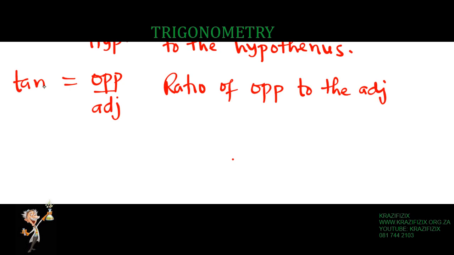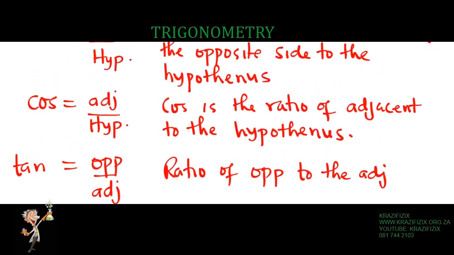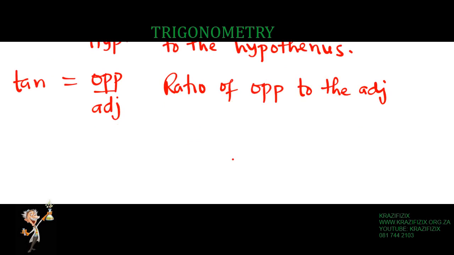Alright, let's look at the 3 again. Sine is opposite over hypotenuse. Cos is adjacent over hypotenuse. And tan is opposite over adjacent. I want us to see something very interesting now quickly.